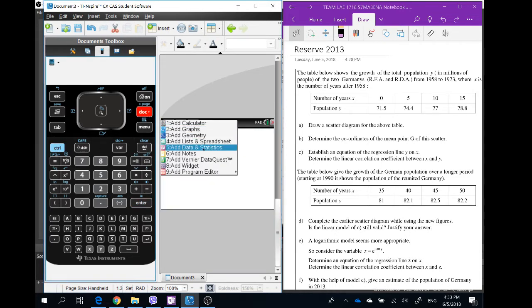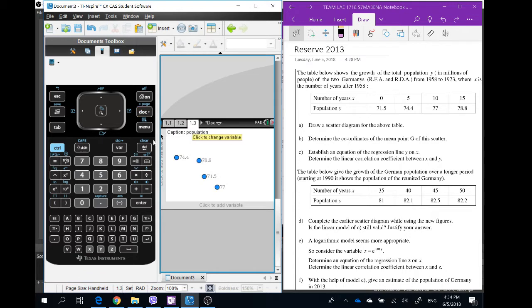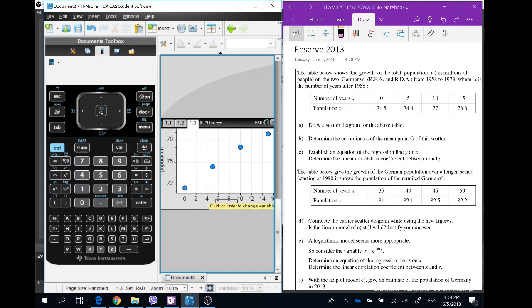We have to draw data statistics. Here is the data, but we have to click to add X variable. X variable will be years, of course, and the Y variable population. This is the scatter diagram. You just have to copy this in your papers. Determine the coordinates of the mean point G of this scatter.